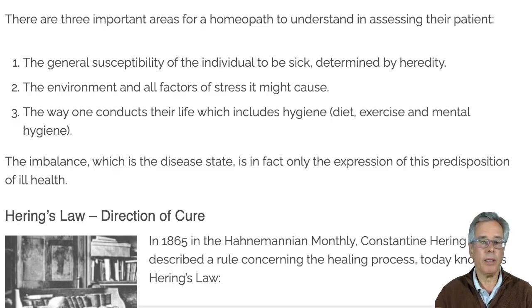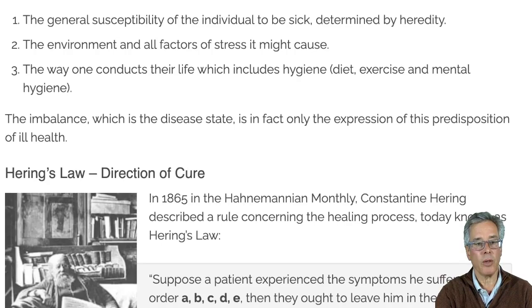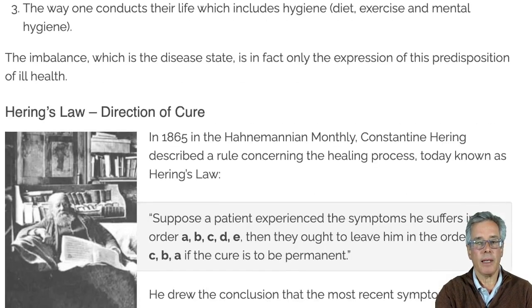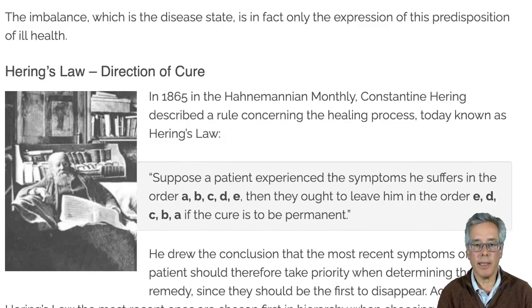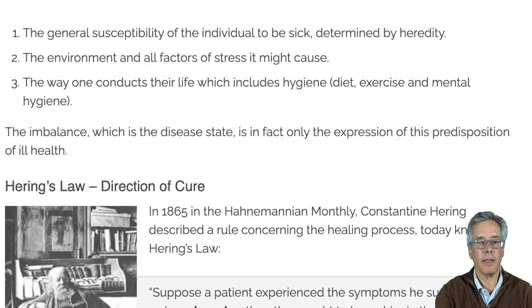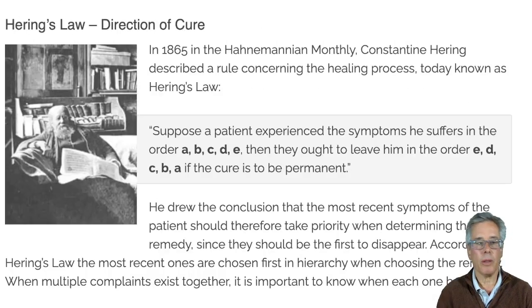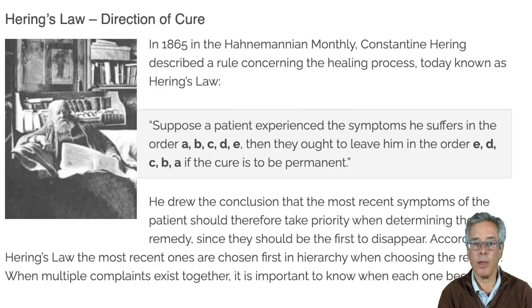So already he was ahead of his time by a lot of years in talking about hygiene and a healthy, balanced life. The imbalance, which is the disease state, is in fact only the expression of this predisposition of ill health. That is, as a result of these 3 factors. So another important concept in homeopathy is how we get better. In what direction do our symptoms change?